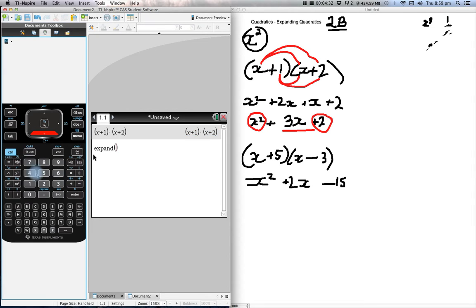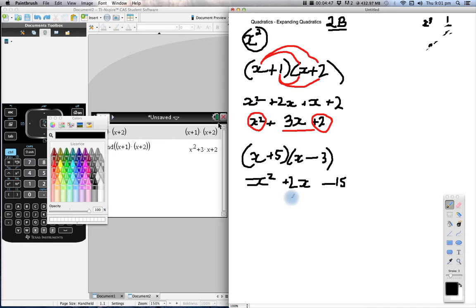And now I'm going to go Control V. So there is this copy and paste function in this calculator. Bit of a handy shortcut for you. And there you go. It has been expanded. Kind of handy.